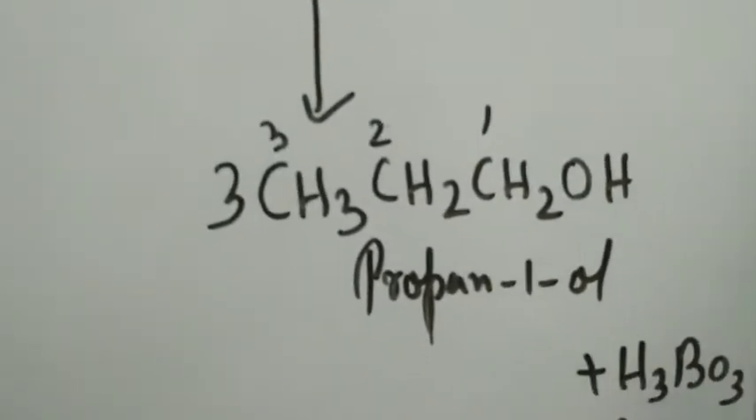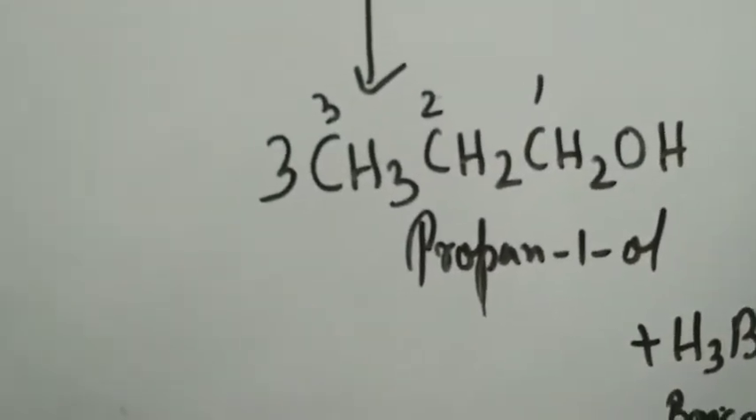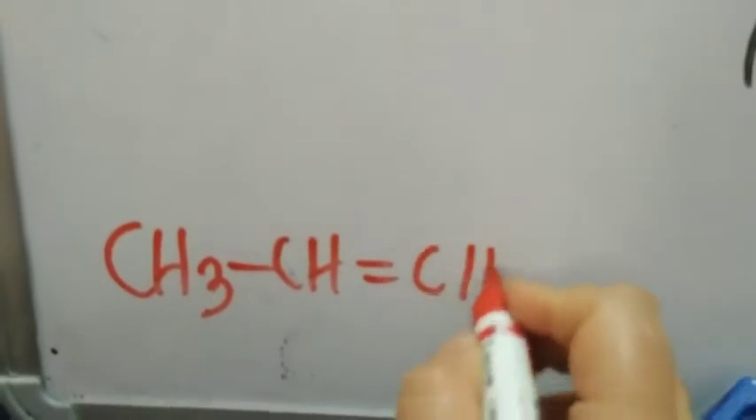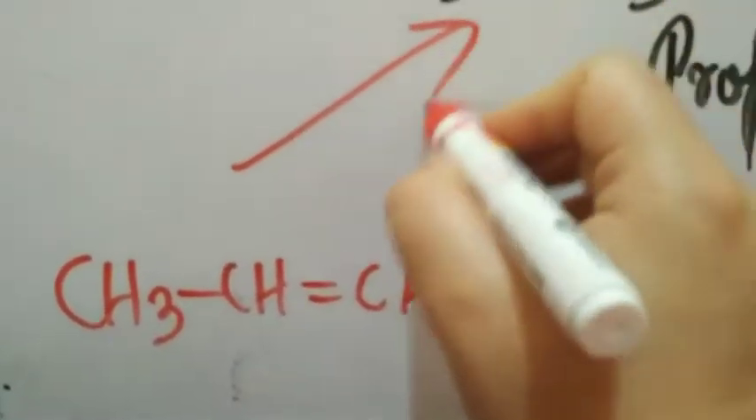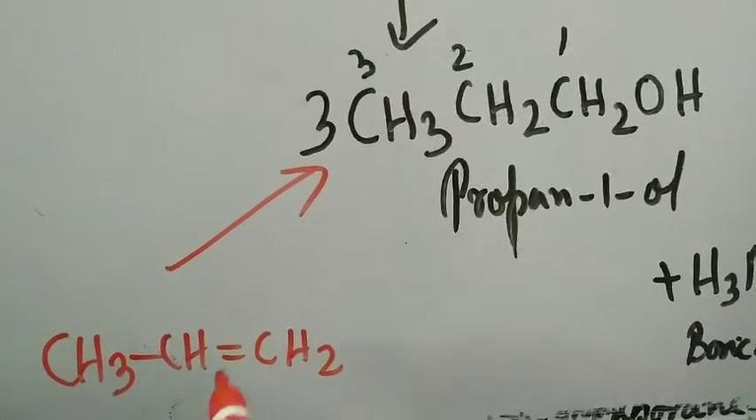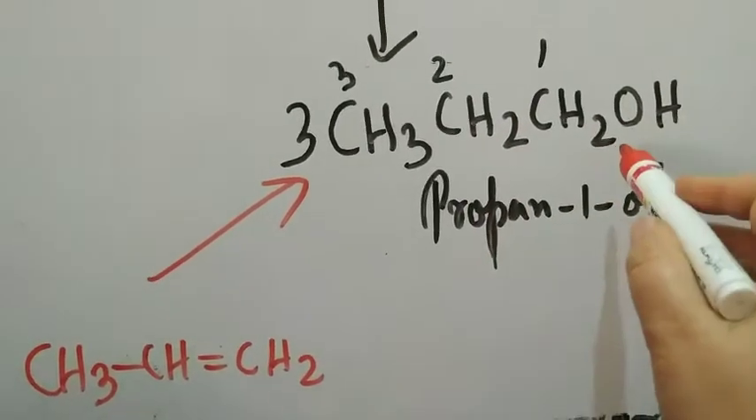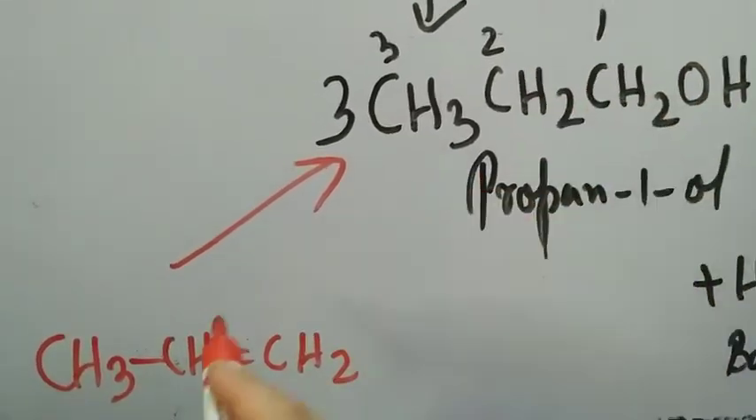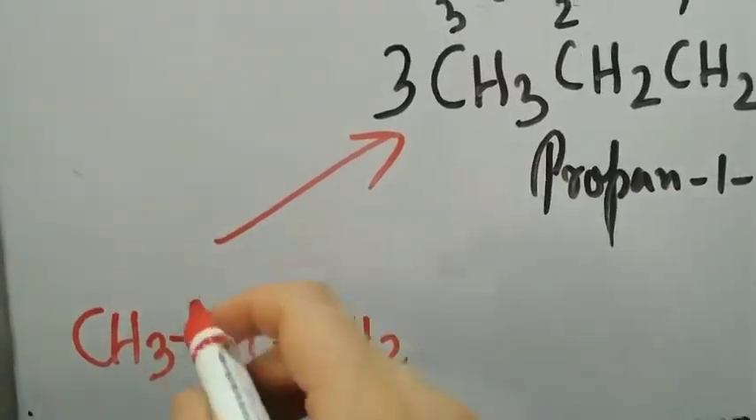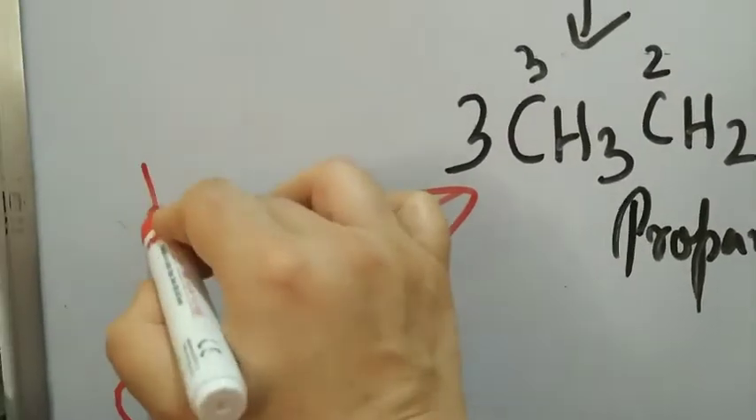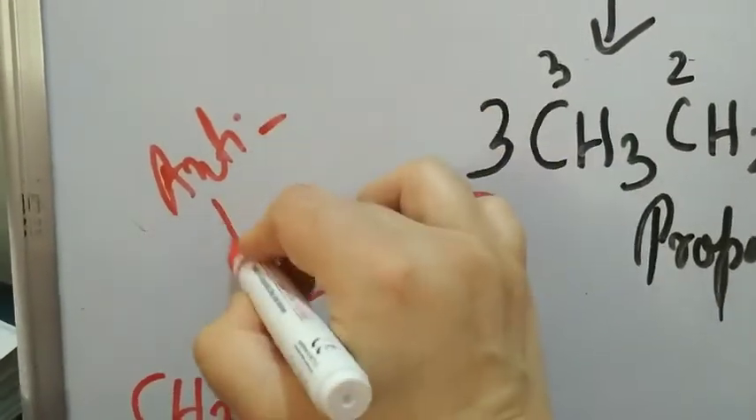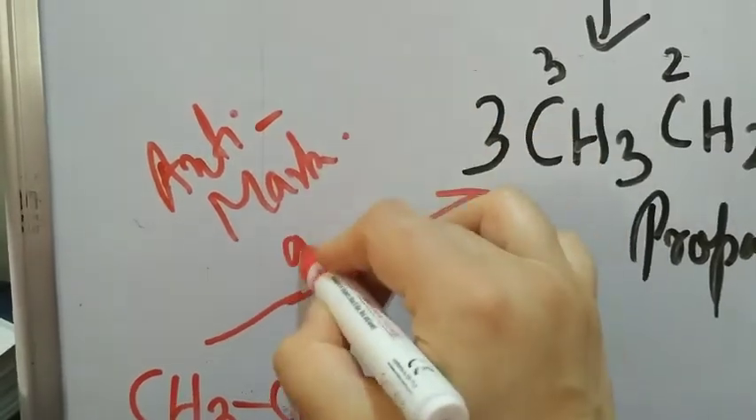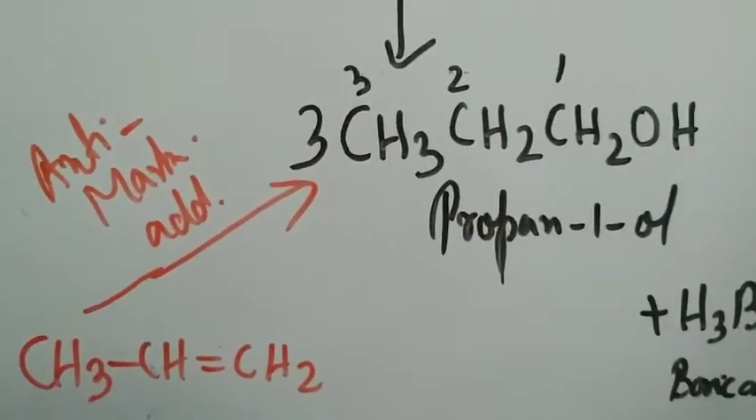Now this is the method of preparation. What is important to remember here is you started with this CH3 CH double bond CH2, propene, and this is our final product, in which OH has gotten linked to carbon number 1. Hydrogen atom has gotten linked to carbon number 2. Therefore, this addition you will remember is anti-Markovnikov addition. The most important point to be remembered about the reaction.